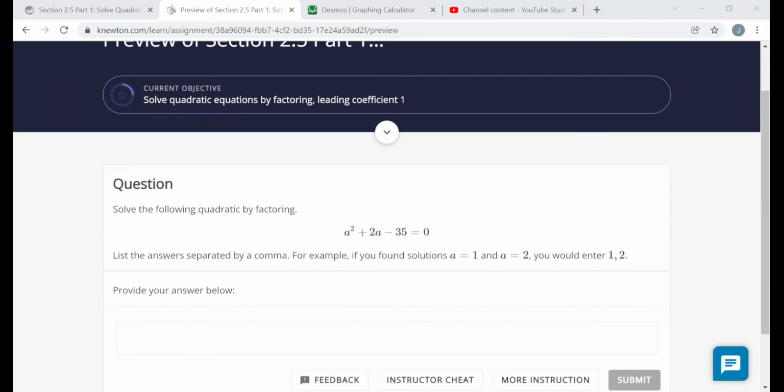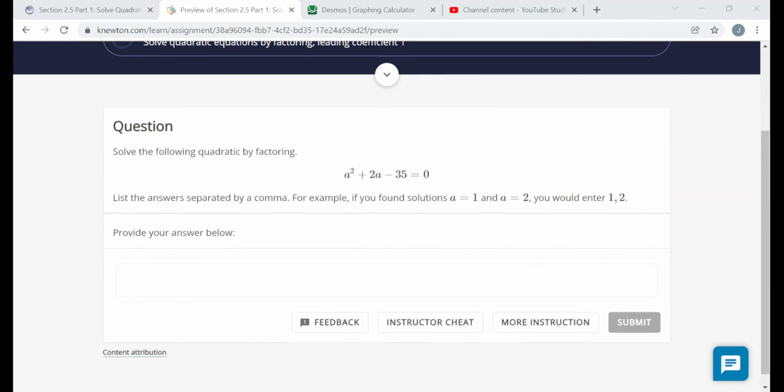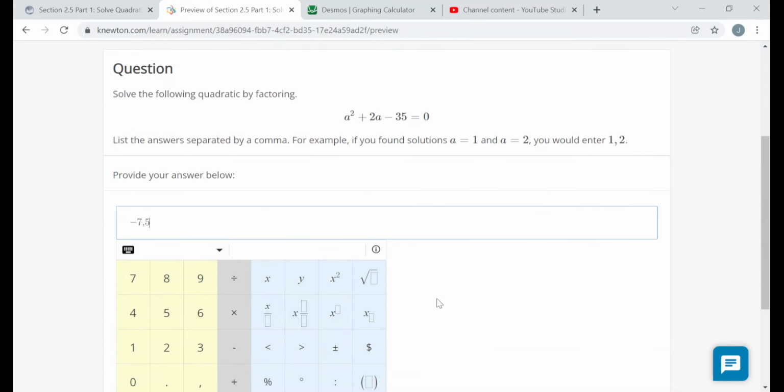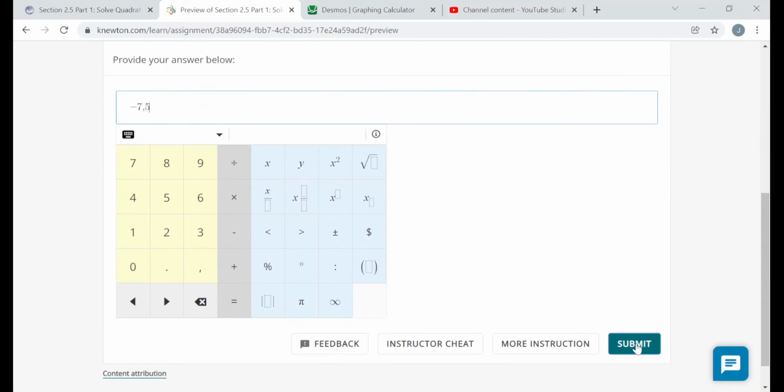Now this time, they just say to list answers separated by a comma. Notice there's no a equals, and you don't have to type that. They're just telling you what numbers would replace a. What numbers are the solutions? So negative 7, comma, 5. Or 5, comma, negative 7. Should be the same.